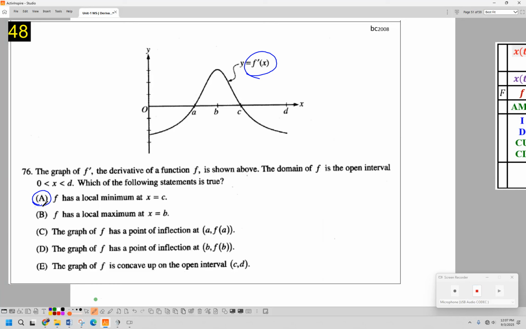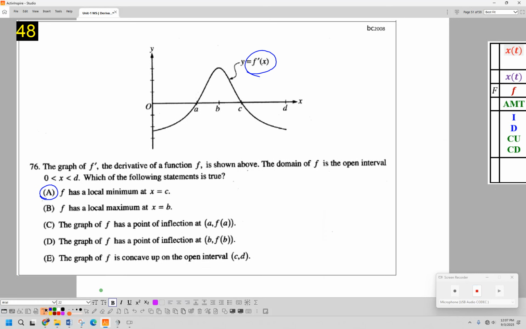Item A, f has a local minimum. That means the same thing as relative at x equals c. I'm going to type that again: f has a local minimum at x equals c. Raise your hand if you're prepared to tell me whether that is true or false. Hands up for a minute. Get a few more. About half of you.